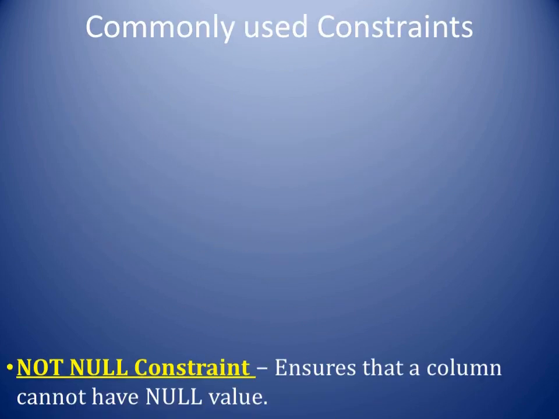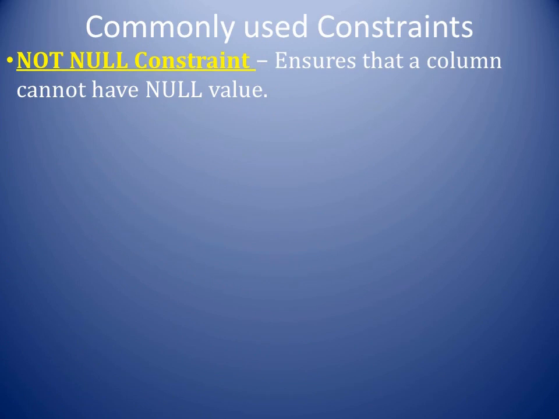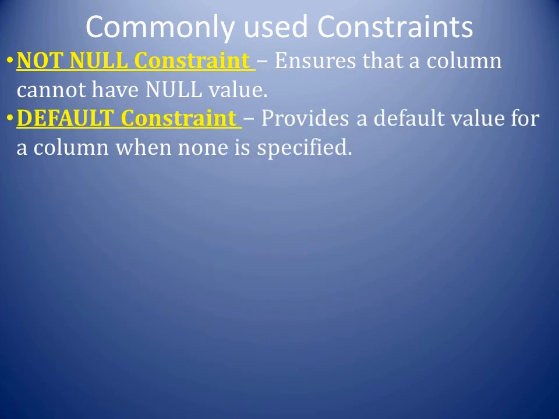Number 1, not null. It means the column must not have null as a value. Number 2, default. It is used to specify the default value of a column. If any column has been given default constraint, then whenever a new record is added in the table, we need not enter the value of that column.